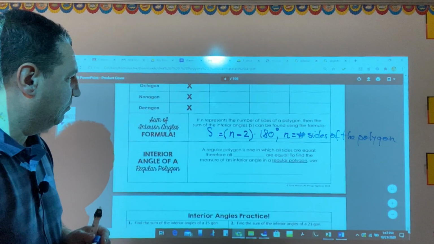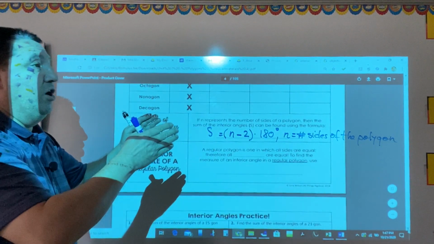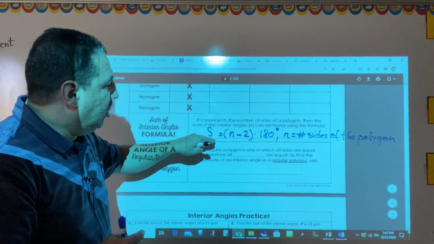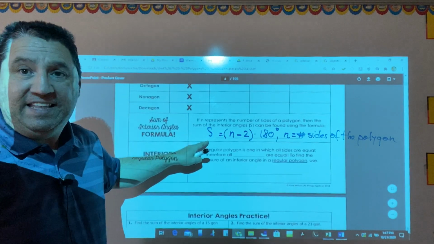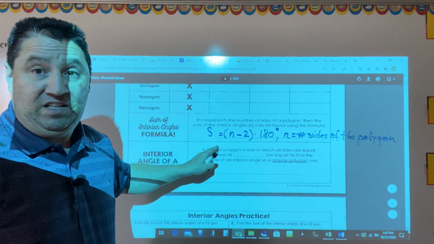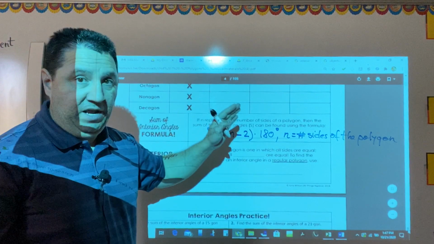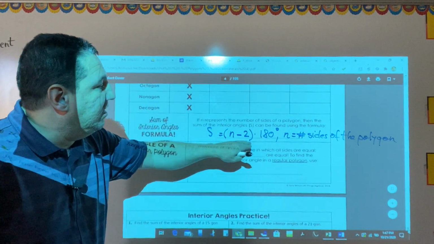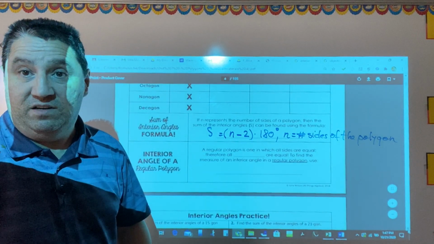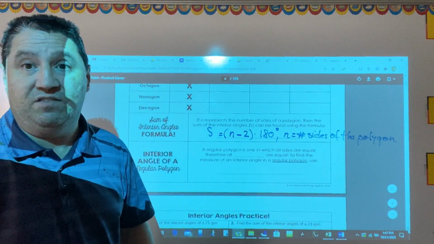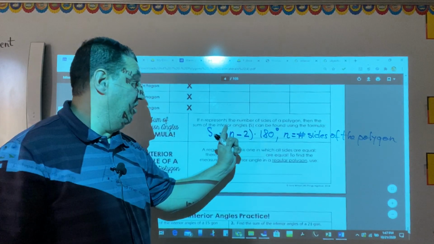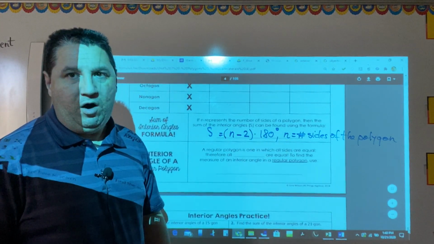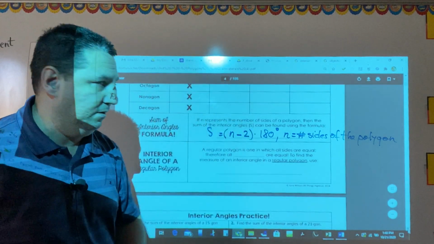From now on, whenever you have a polygon and you want to find the sum of measures of interior angles, we simply count the number of sides and plug it in the formula of the sum of measures of interior angles of a polygon, which is this one, and find how many degrees are in that polygon.